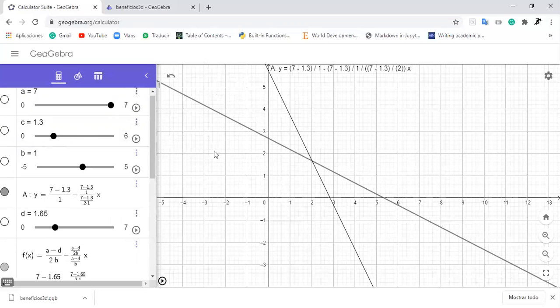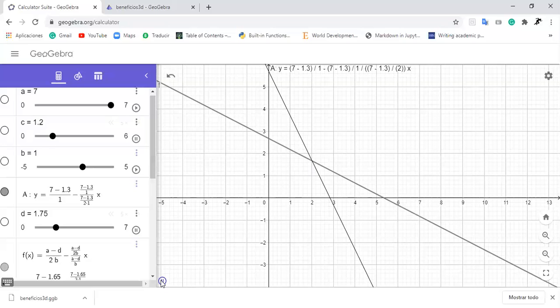At this point, firm number 1 has a cost of 1.3, and firm number 2 has a cost of 1.65. So in this situation, the Nash equilibrium is going to be reached at this point, where firm number 1 is producing 2 units and firm number 2 is producing something less than 2. That will be the Nash equilibrium, and it's okay.